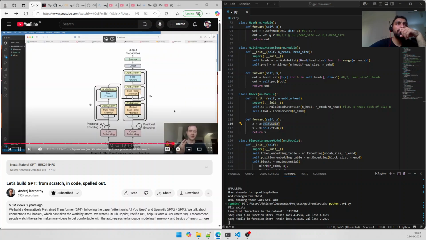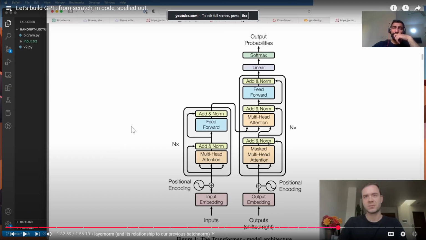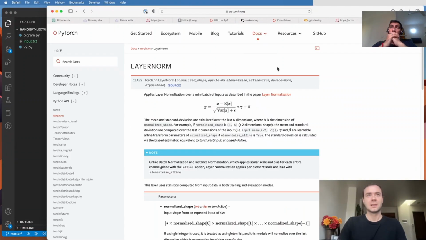Okay, and the second innovation that is very helpful for optimizing very deep neural networks is right here. So we have this addition now, that's the residual part. But this norm is referring to something called layer norm. So layer norm is implemented in PyTorch. It's a paper that came out a while back.